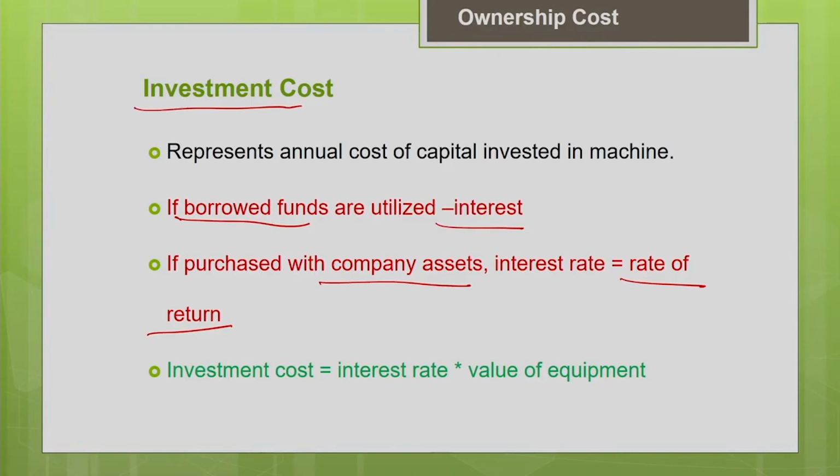So in both the cases, whether you are going for borrowed funds or you have purchased from your own company assets, you have to take the cost of investment. In one case it is the interest for the loan that you are paying, in the other case it is the rate of return you might have achieved by investing the money in something else instead of buying the equipment. So basically investment cost is nothing but your interest rate multiplied by the value of your equipment. Okay. So you can see that interest rate multiplied by the value of equipment gives you the investment cost.